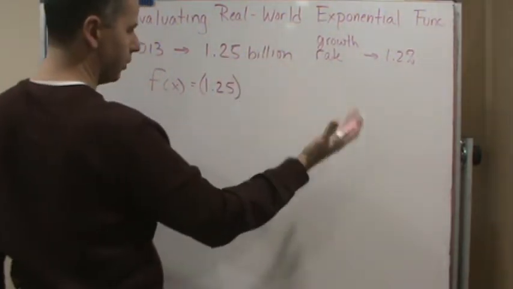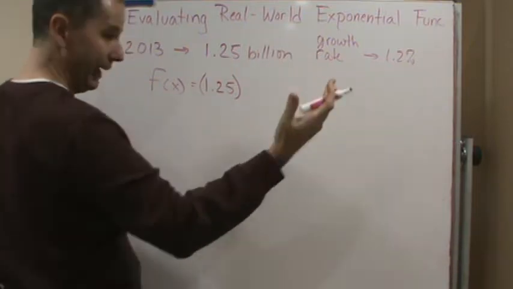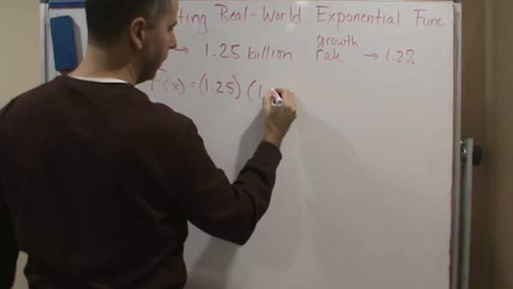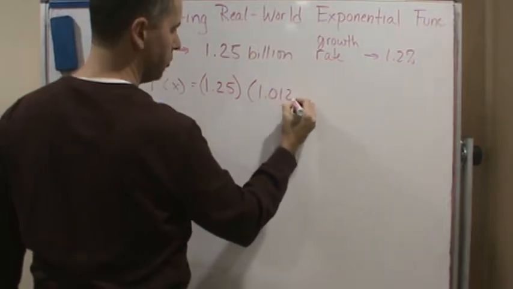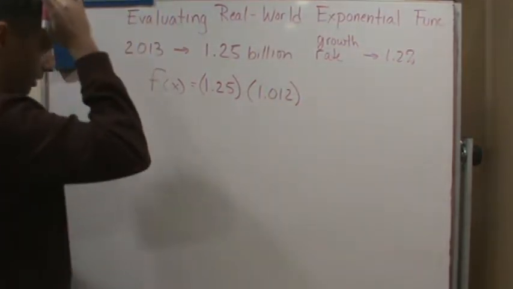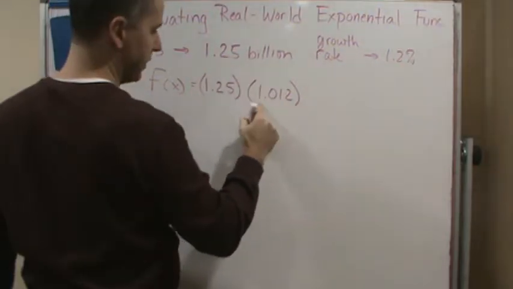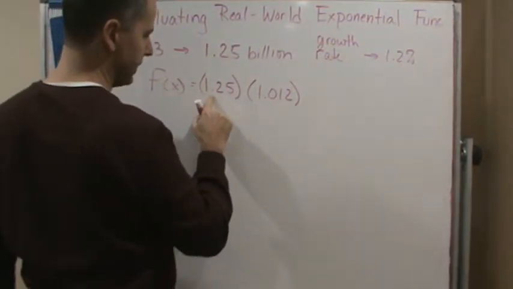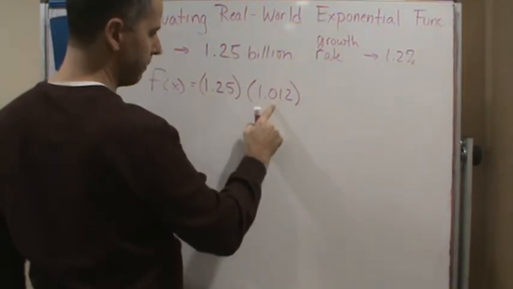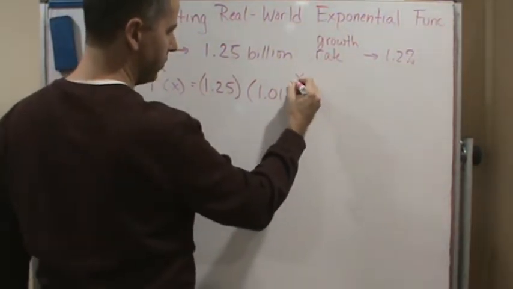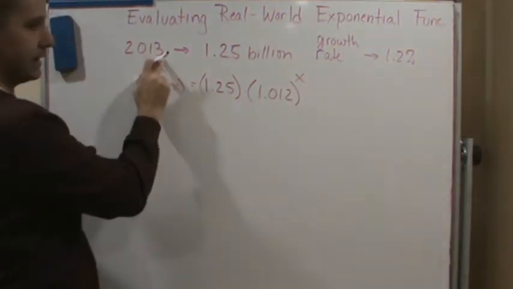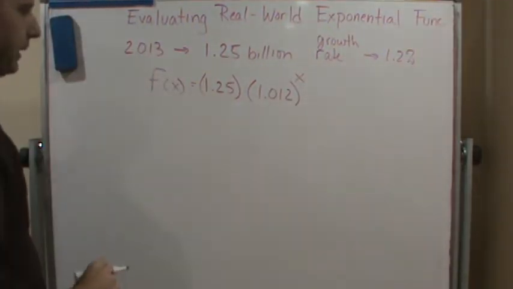We have our growth rate, our base, which is going to incorporate our growth rate, which is going to be 1.012. It's based on the initial population. So we're growing by this amount, but this is raised to the x power, where x represents the number of years since 2013.